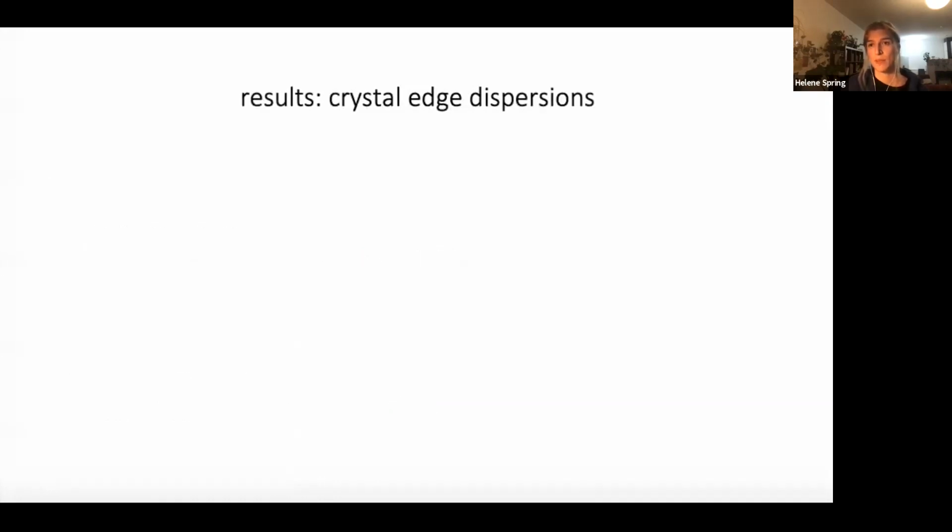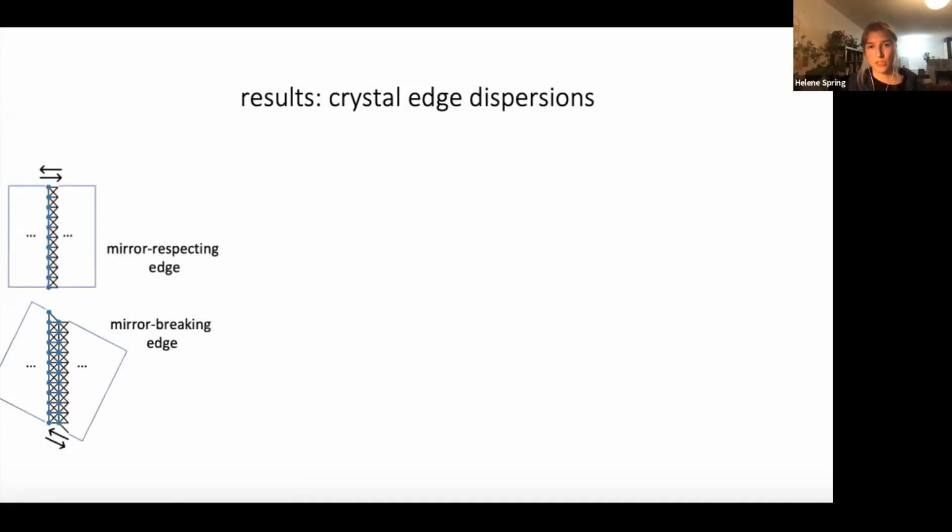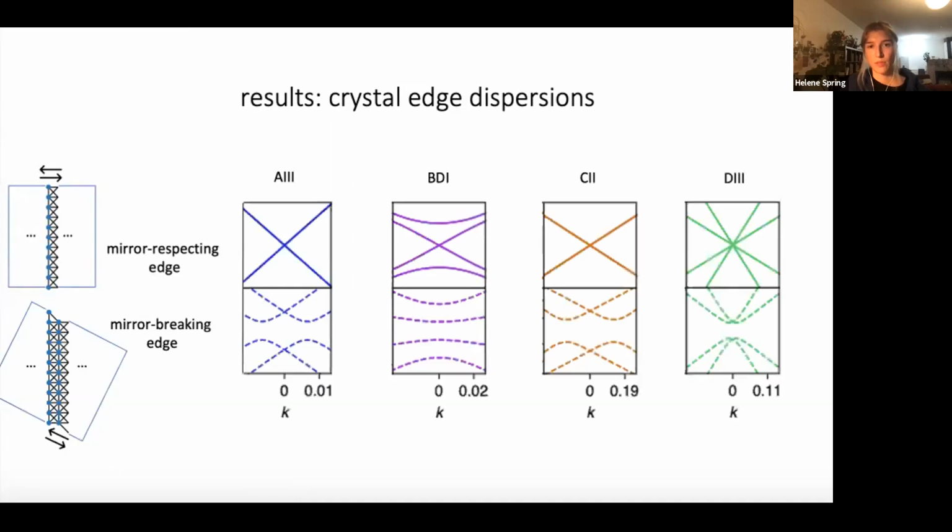So we simulate segments of crystal lattices with periodic boundary conditions along two different directions, one that preserves mirror symmetry and one that doesn't. The results show that we have gapless dispersions along the mirror preserving edge, and the edge without mirror always opens a gap for the same parameter values. So the only thing that changes is along which edge the dispersion is recorded.